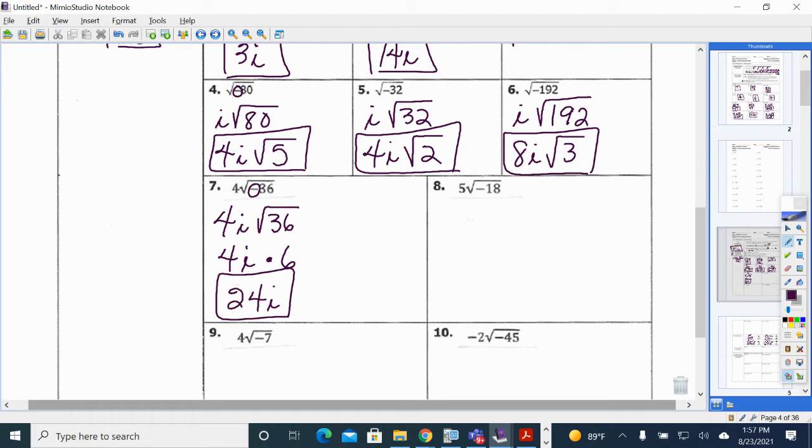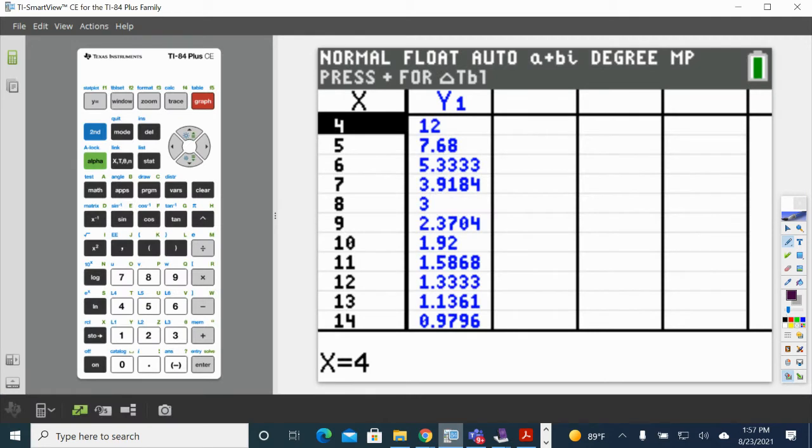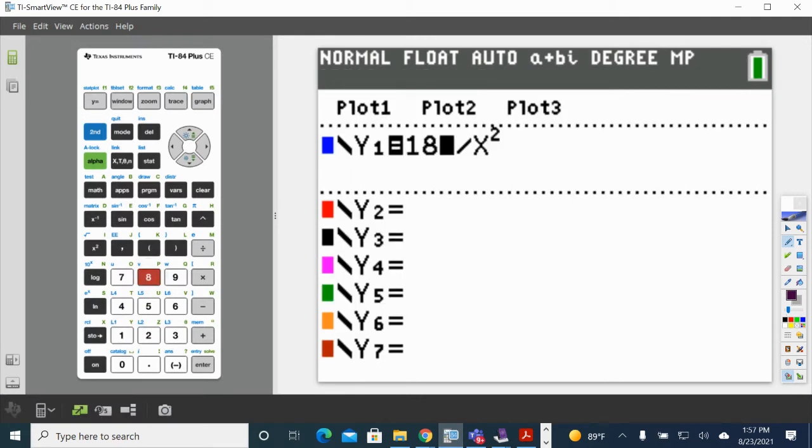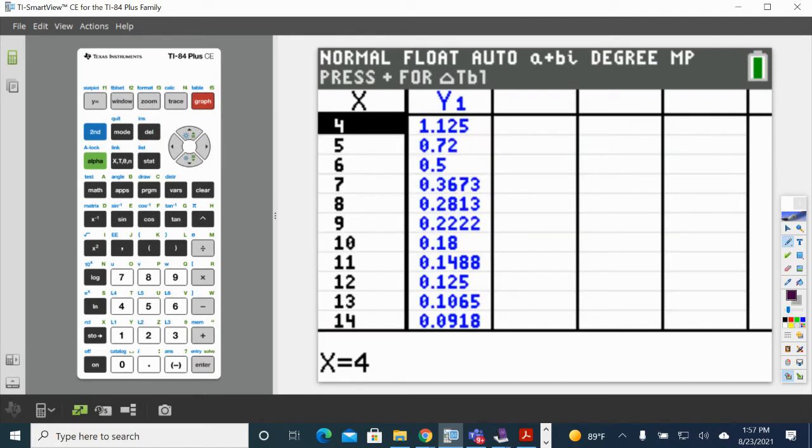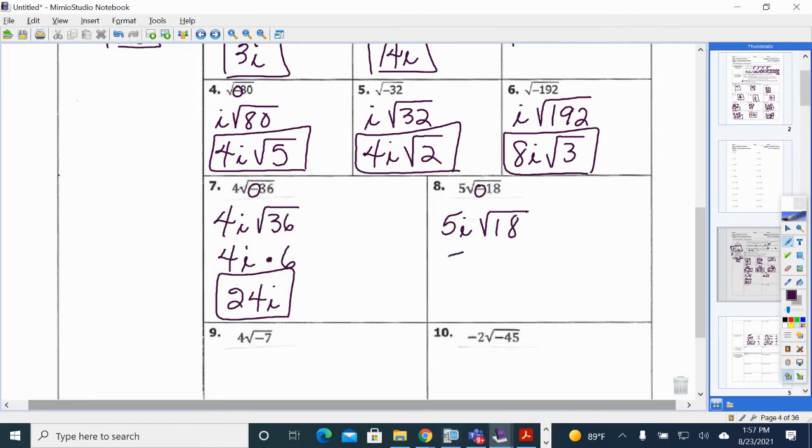Number 8. Again, the negative underneath is the square root of negative 1, so that's going to give me an i outside. I need to simplify the 18. y equals 18 divided by x squared. Table. Arrow up, and it's 3 radical 2. So 5i times 3 radical 2 gives me 15i radical 2.